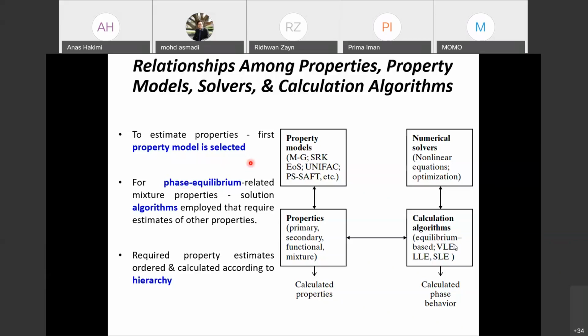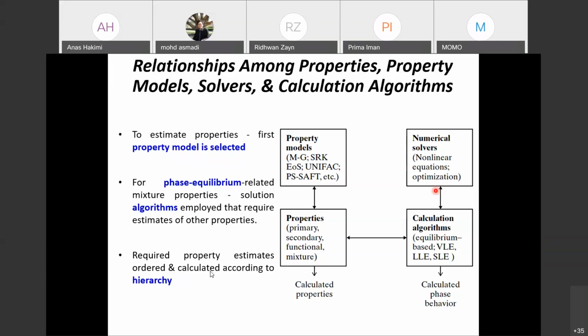Okay, and you need the numerical solver. This numerical solver is also for the phase behavior. Okay, so this one is important. You have to calculate in order, according to the hierarchy: hierarchy 1, 2, 3 as well as 4. Okay, so that is about the hierarchy in the prediction of the properties model.